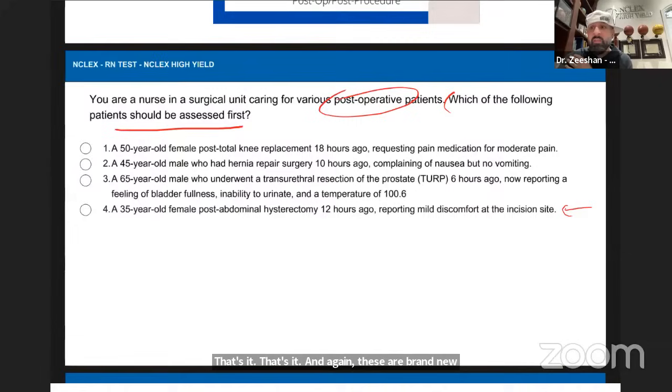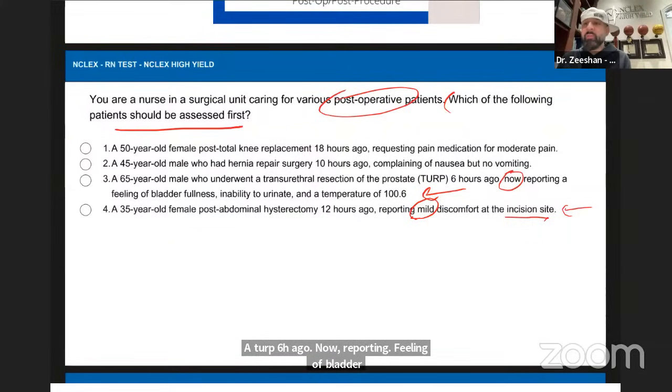And again, these are brand new questions. They're not from any Q rank. These are our questions. 35-year-old post-abdominal hysterectomy 12 hours ago, reporting mild discomfort at the incision site. Okay, no decision yet. Good job. A 65-year-old male who underwent a transurethral resection of the prostate, a TURP, 6 hours ago, now reporting a feeling of bladder fullness, inability to urinate, and a temperature of 100.6.